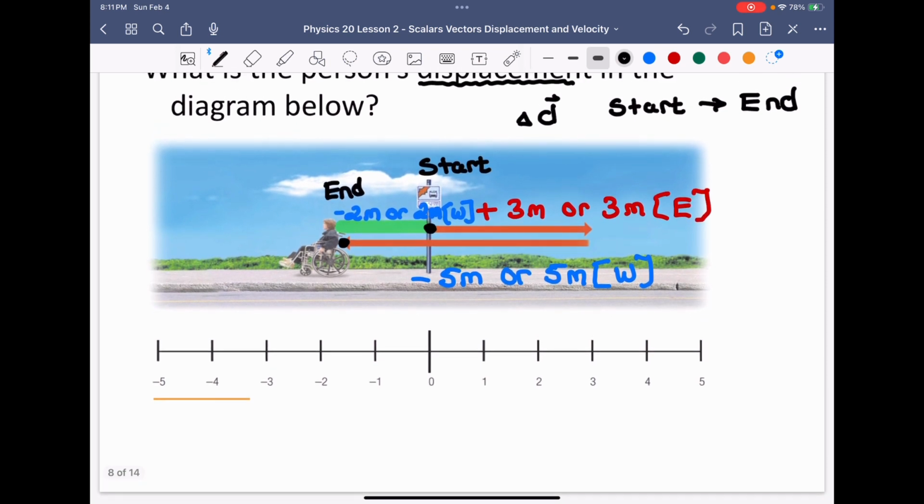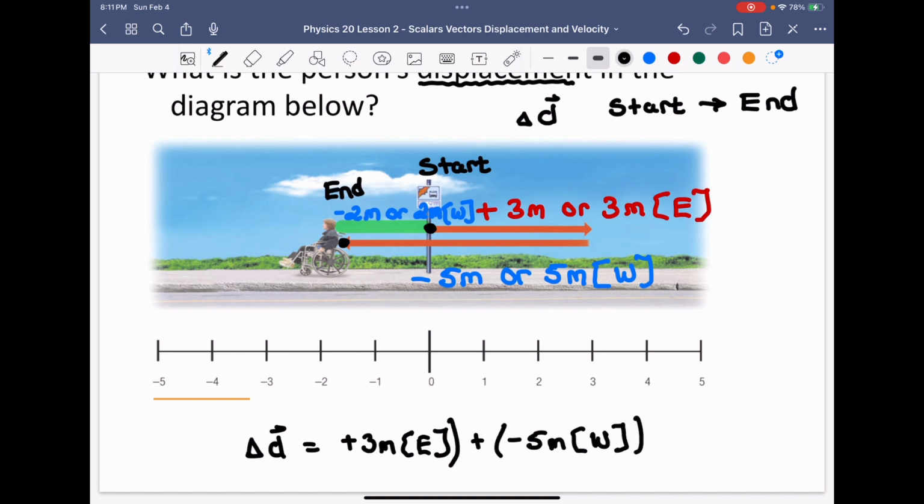So below, I'm going to write the change in the displacement, aka where they start to where they end, is equal to, and now I'm going to sum these things together, positive 3 meters in the east direction, plus, in brackets, I'm going to put negative 5 meters, and this would be west.